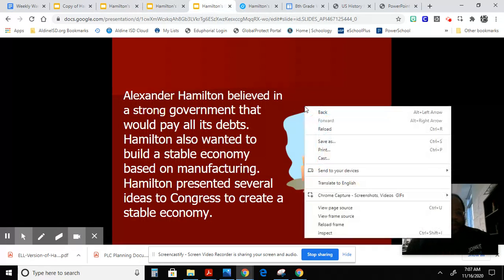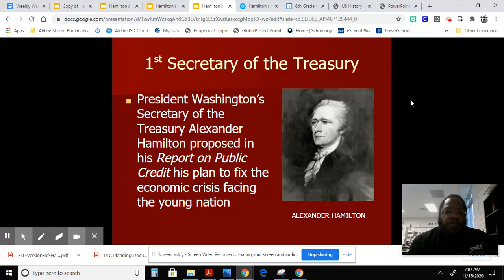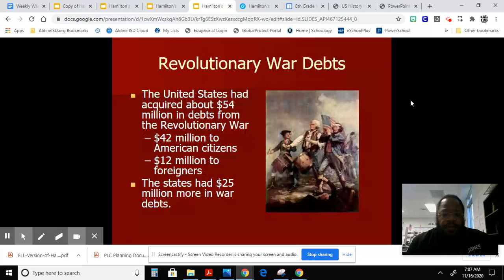So let's continue. And so you guys are going to answer these questions. You go through your part of the lesson today. It is a draw, so you'll just write the answers on the screen. So the first Secretary of Treasury, President Washington's Secretary of Treasury Alexander Hamilton, proposed in his report on public credit his plan to fix the economic crisis facing the young nation.